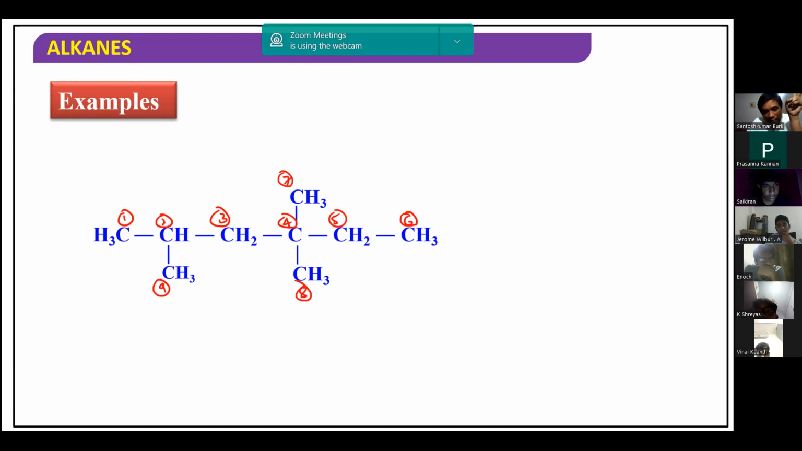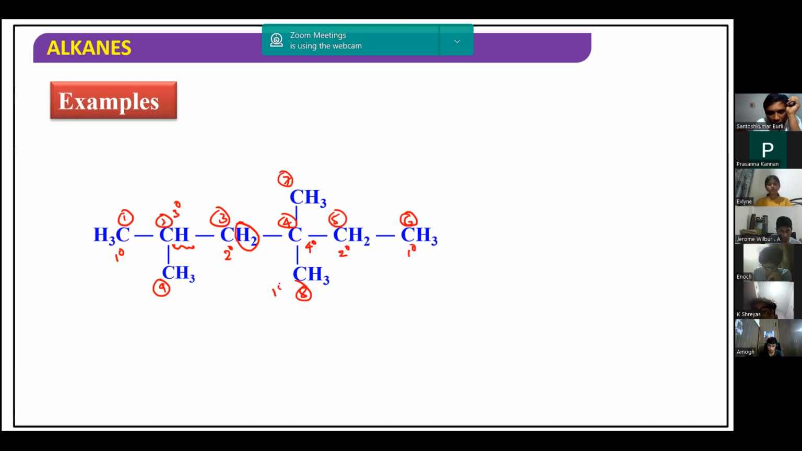What about the second one? Secondary. Second one is secondary? Tertiary. Second one is tertiary because it is attached to 3 other carbon atoms and only 1 hydrogen atom, right? Now this is attached to 2 hydrogens. That also you can see. This is what? Secondary, correct? This is primary. This is tertiary. This is secondary. This is the fourth one? Quaternary. Quaternary, absolutely right. This is secondary and this is primary. This is primary. This is primary.